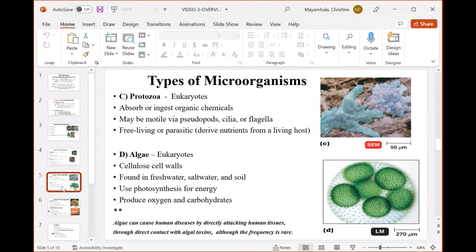Slide number 5 is talking about the next group of microorganisms, the protozoa. These are also eukaryotic, so they also have a distinct nucleus. And again, think in terms of what I mentioned earlier on. When we say eukaryotic, that means they have very similar structures to the human cell, and that means you have to take into account that similarity when considering treatment.